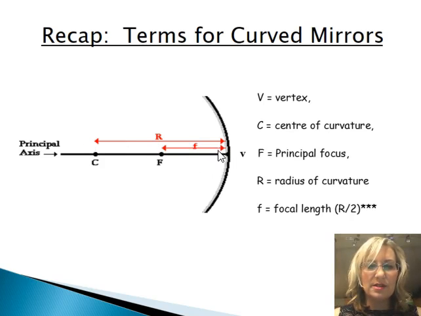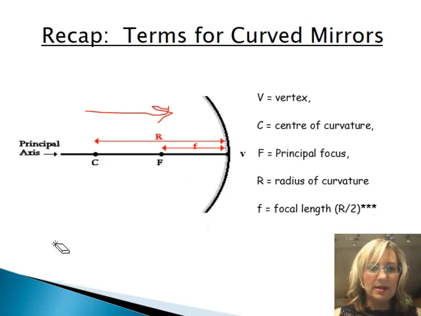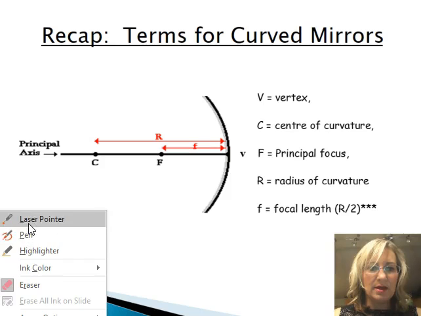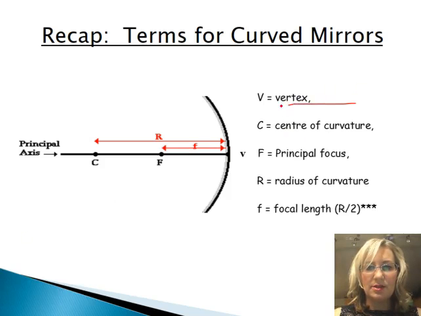And we have one other distance measurement that we might be talking about, and that's little f. And that's the distance between the principal focus and the vertex, and that's referred to as the focal length. So the focal length is always half of the radius of curvature. So that recaps all the terms for curved mirrors. Now, if the light is coming in this direction, that would be a concave mirror, and C and F would be in front of the mirror. But, let me erase that, if light was coming in the other direction, if light was coming in this direction, then C and F would be behind the mirror, so that would be a convex mirror.